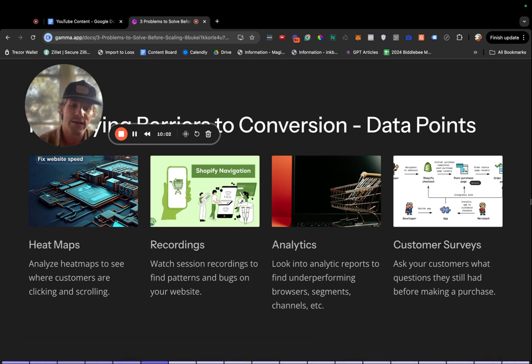And then last is going to be customer surveys. This is absolutely key as well. If you can just literally ask your customers questions about your products, about your website, about the journey, the UX, UI, they're going to deliver you the best possible insights that you can possibly ask for. So ask your customers these questions.